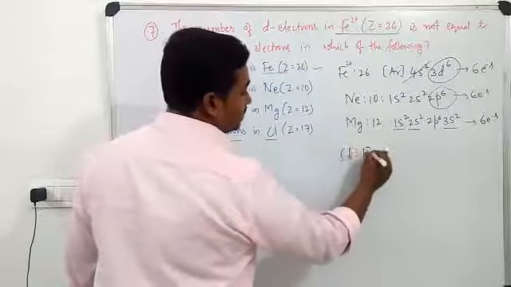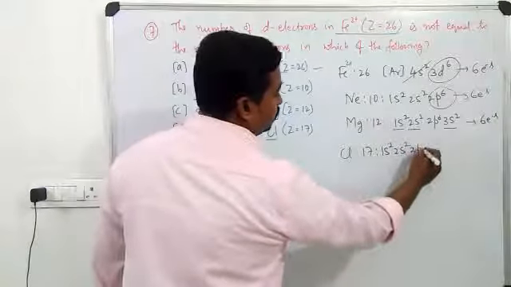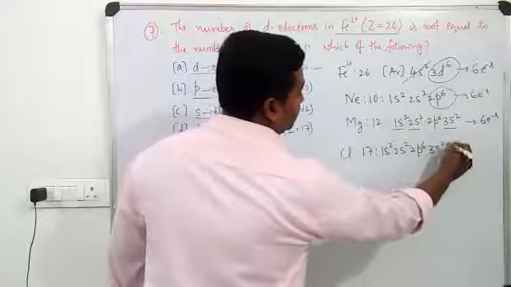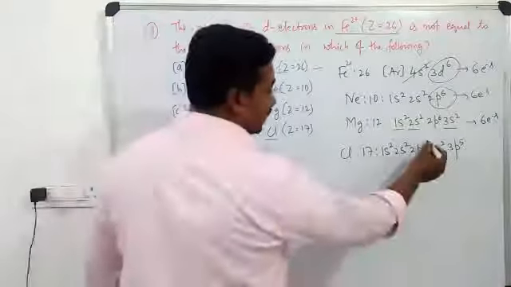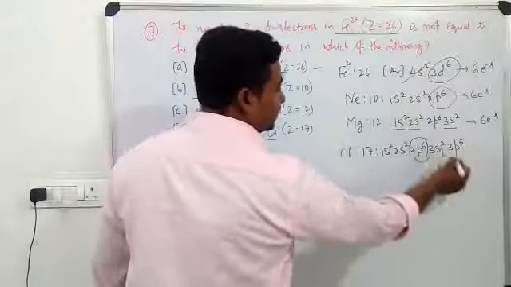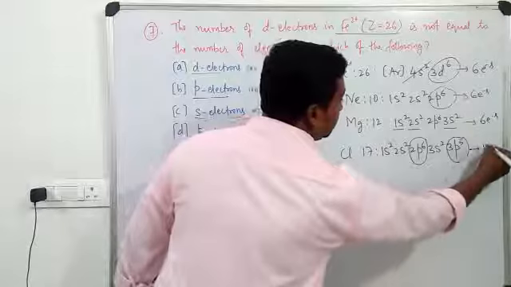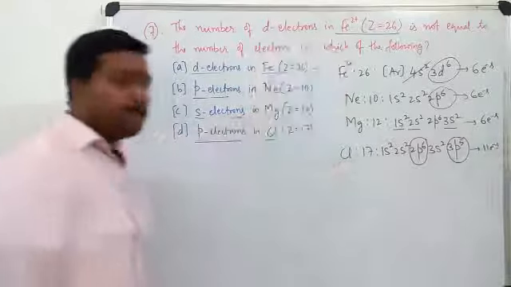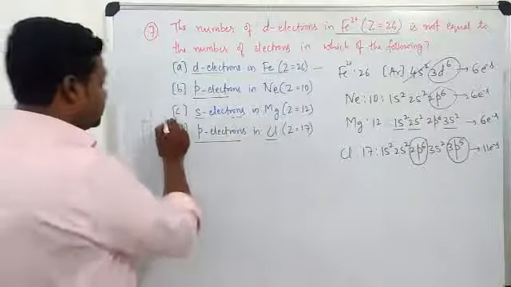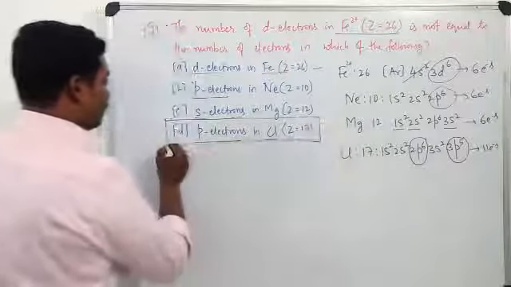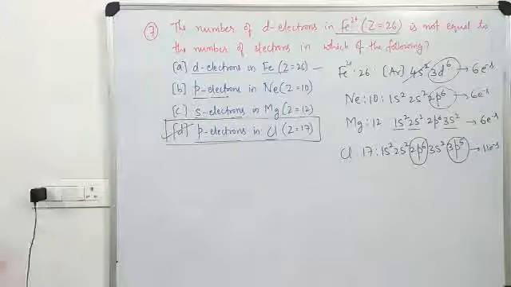Finally, p electrons in chlorine. Chlorine has atomic number 17 and configuration is given as 1s2, 2s2, 2p6, 3s2, 3p5. Now look at the number of electrons in p. 2p has 6 electrons, 3p has 5 electrons. Totally there are 11 electrons in p orbitals of chlorine. So this is not same as that of Fe2 plus ion. Therefore option D is the right answer.